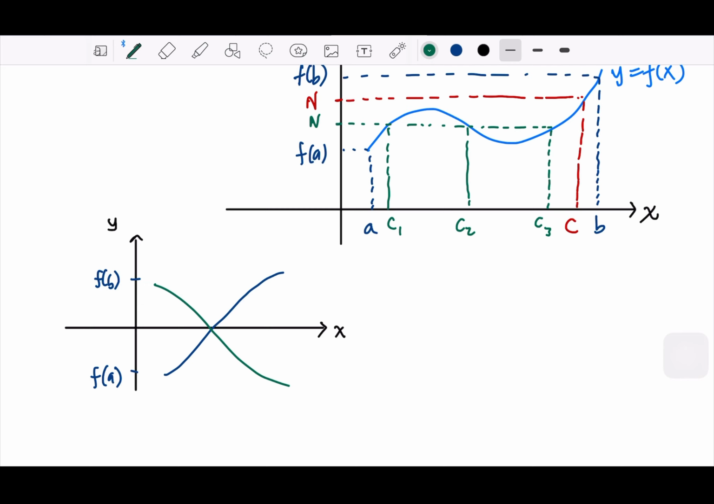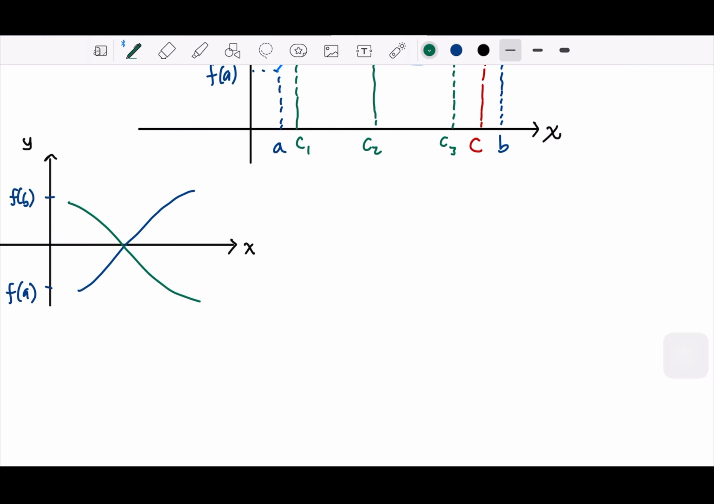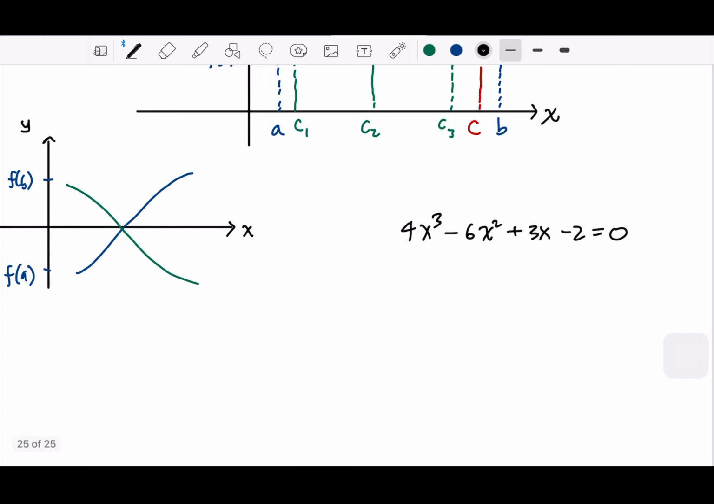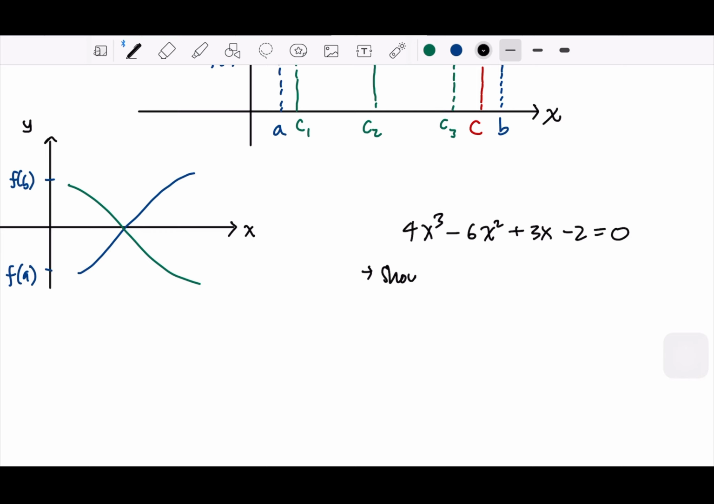Okay. Let me give you some illustrations. 4x cubed. Okay. Maybe the question is just: show that there is a solution for the equation given.